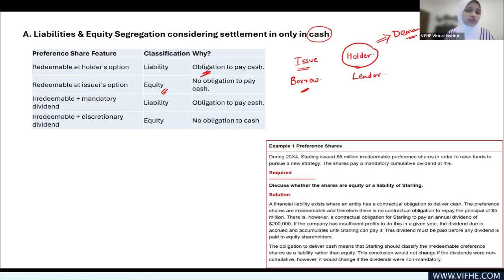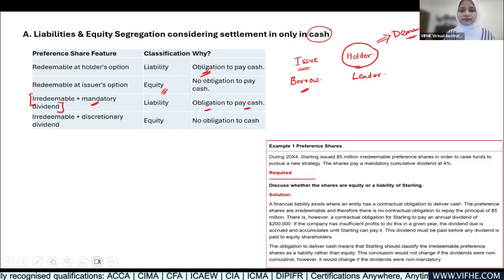But if there is an additional clause attached with the irredeemable, that there are mandatory dividends. If irredeemable preference shares have mandatory dividend payments, then don't you think an obligation to pay cash has arisen? Yes or no? Yes. So in that case, it becomes a liability.